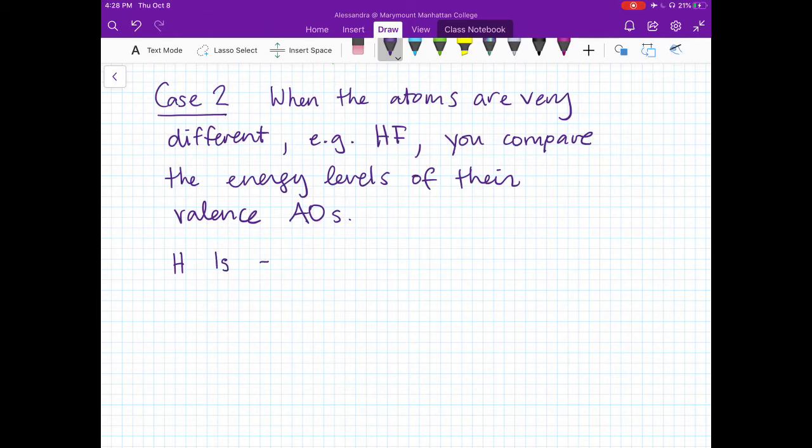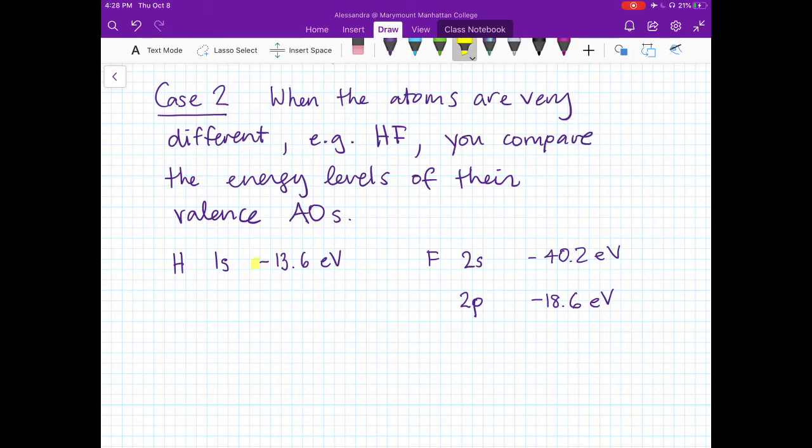Hydrogen 1s has an absolute energy of negative 13.6 eV. eV is an electron volt, it's just a unit of energy. Fluorine's valence orbitals are 2s, and then there are the three degenerate 2p orbitals. The 2s orbital has an energy of minus 40.2 electron volts, and the three 2p orbitals have an energy of minus 18.6 electron volts.